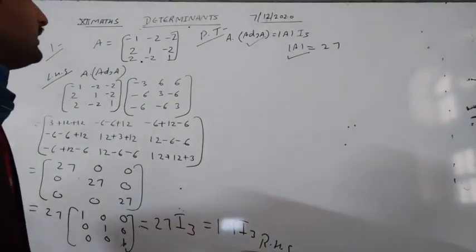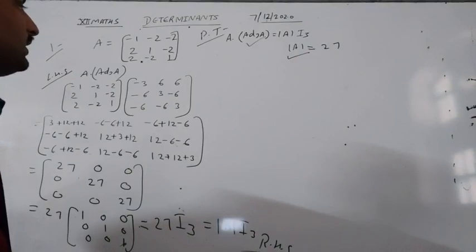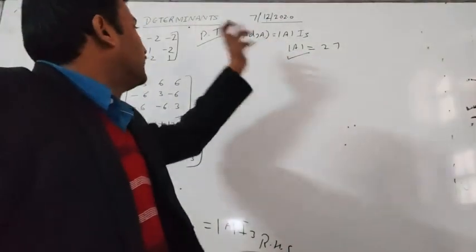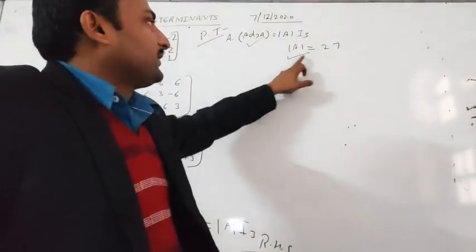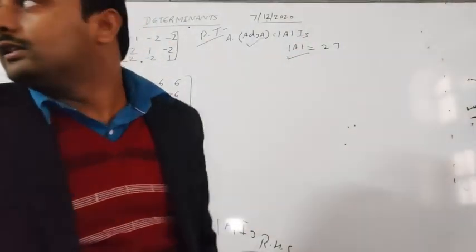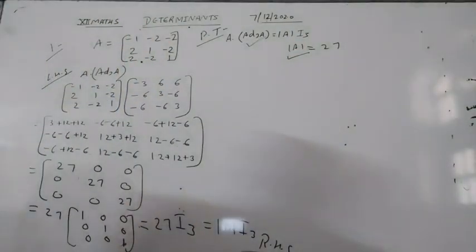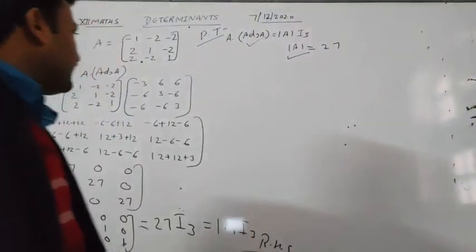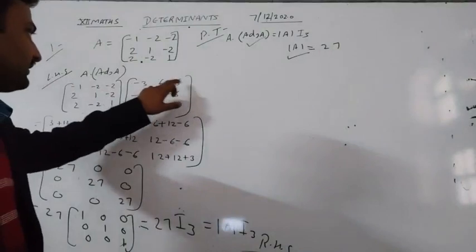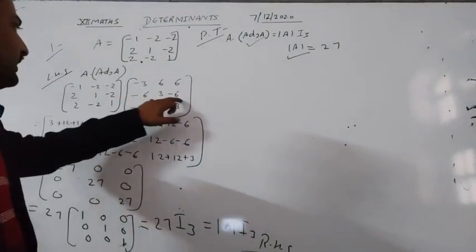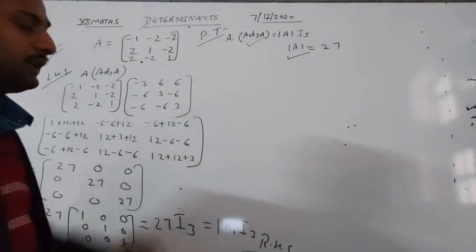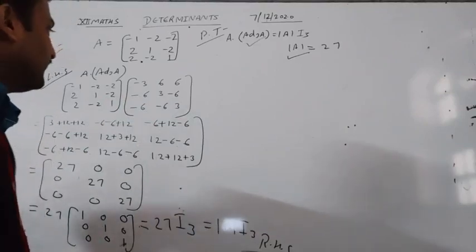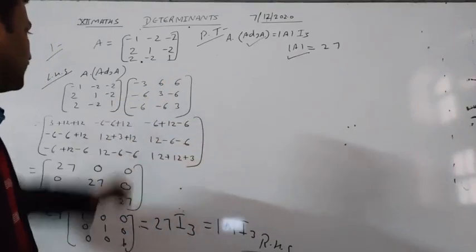So student, in this question, first what we have done, we have found our determinant of A. After expanding the determinant A, we get 27, and after that we have found our adjoint of A. So adjoint of A is -3, 6, 6, -6, 3, -6, -6, -6, 3. After finding each cofactor one by one, we have found our adjoint of A.